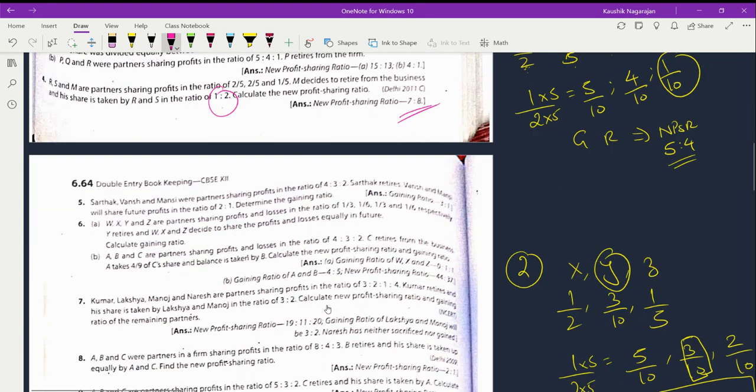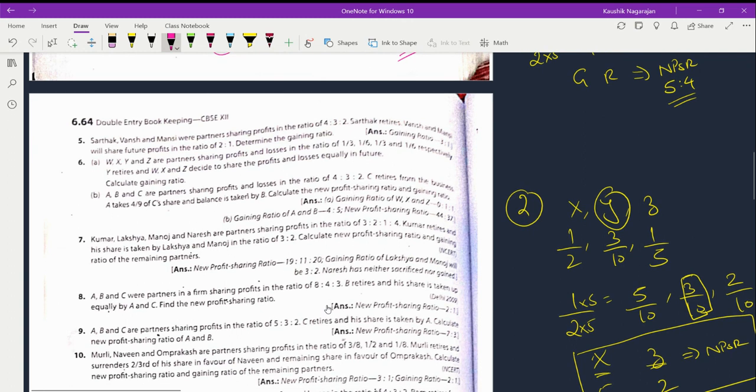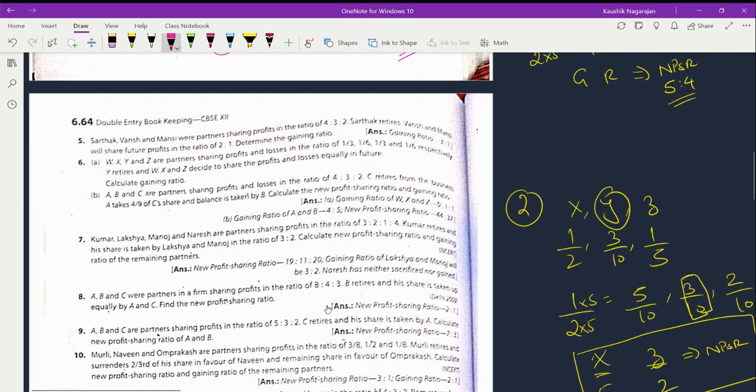Any doubt up to this? Now, moving on to problem number 5. So, what is given in 5? It is given like Saritak, Vansh and Mansi were partners sharing profits in the ratio of 4 is to 3 is to 2.